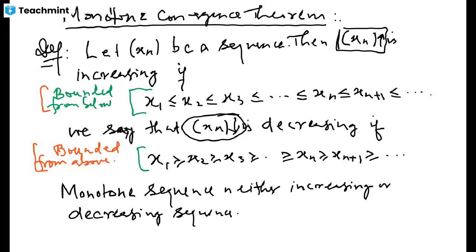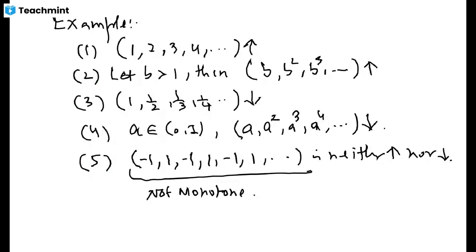So the monotone convergence theorem says that if you have a monotone sequence which is bounded from both sides, then such a sequence is always a convergent sequence. Let me state this theorem, and then go to its proof. Monotone convergence theorem.